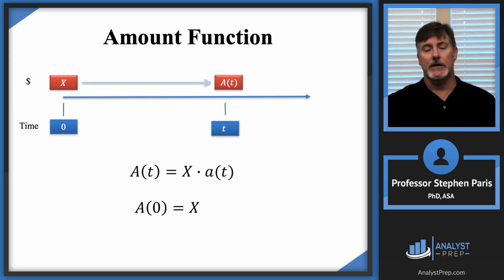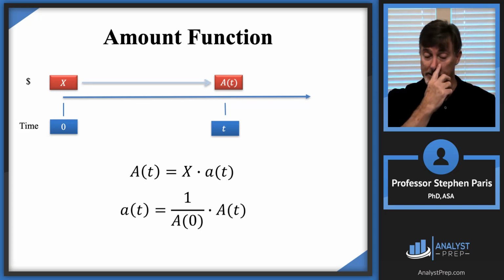Now, if I take that first equation on your screen and substitute in cap A of 0 for cap X, and then solve for the accumulation function a of t, I would have the expression that a of t is 1 over cap A of 0 times cap A of t. In other words, this is a way for me to recover the accumulation function. If I was given an amount function, I could recover the accumulation function this way. For the rest of the video, we're just going to talk about accumulation functions and not amount functions.